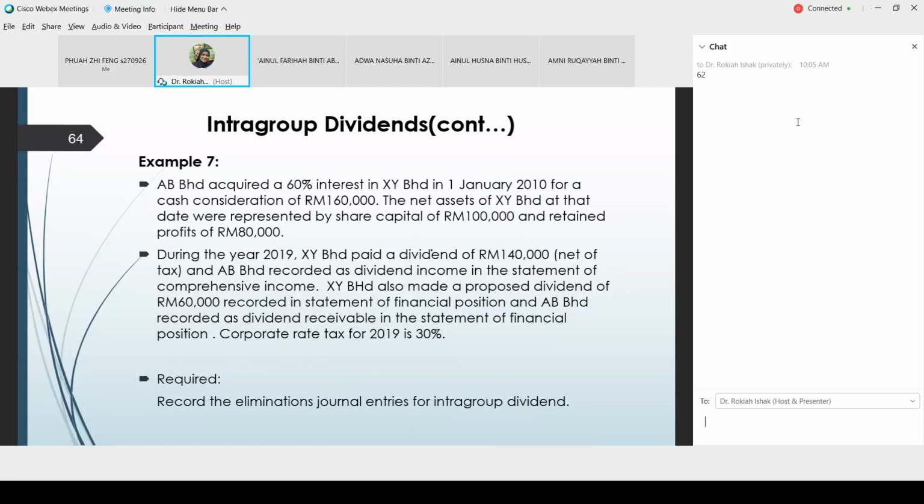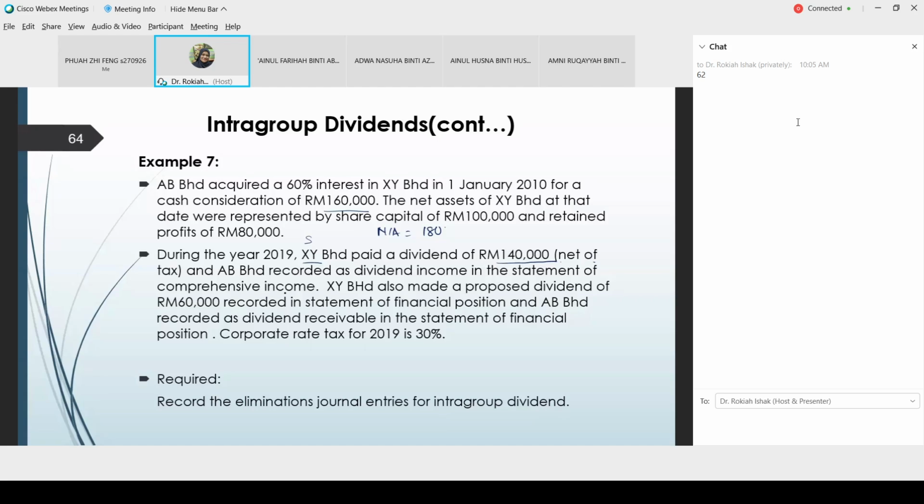Let's look at an example. Example 7. A acquired 60% interest in XY on 1st of January 2010 for a cash consideration of 160. The net assets of XY at the date were represented by share capital of 100 and retained earnings, so altogether the net assets here will be 180. During the year 2019, XY, the subsidiary, paid a dividend of 140 net of tax.